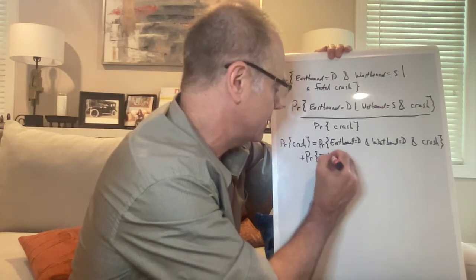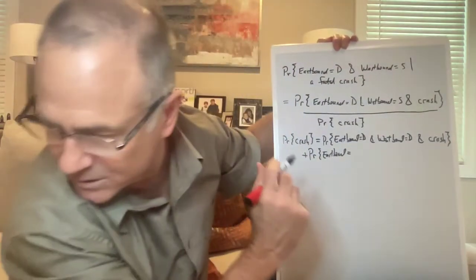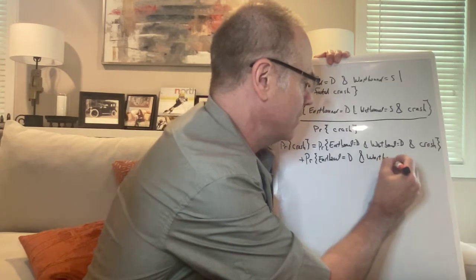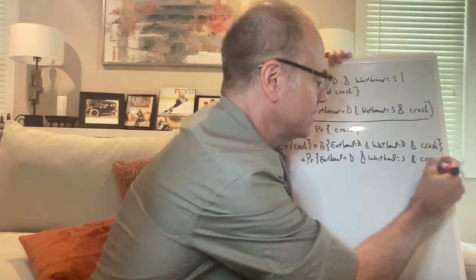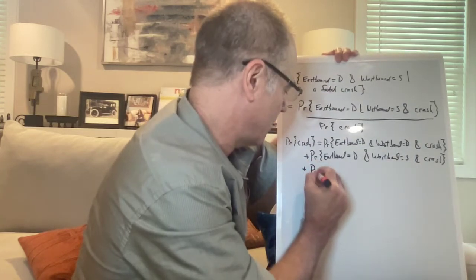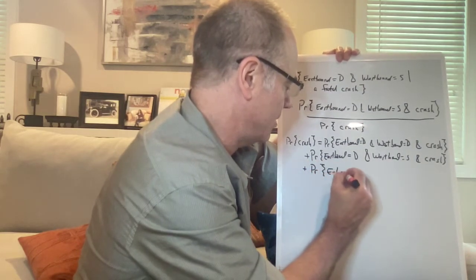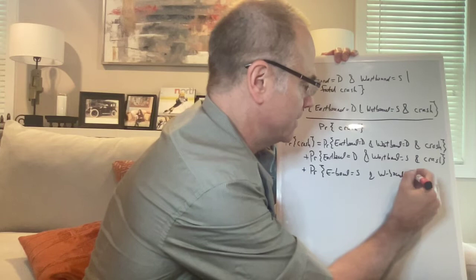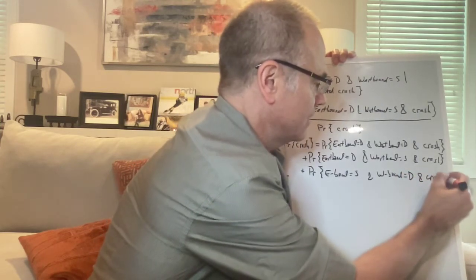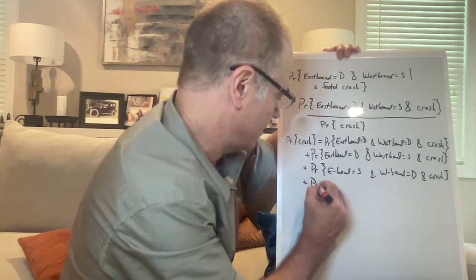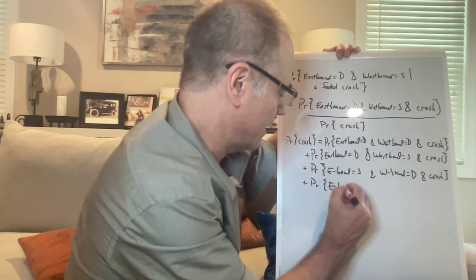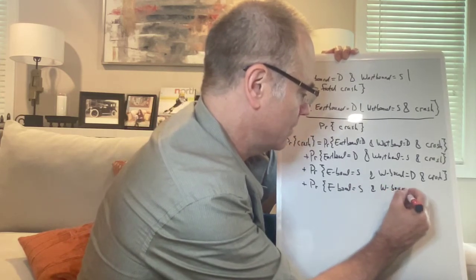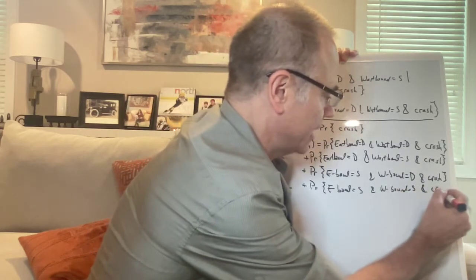probability eastbound equals D and westbound equals S and crash, plus probability eastbound equals S and westbound equals D and crash, and plus probability eastbound equals S and westbound equals S and a crash.